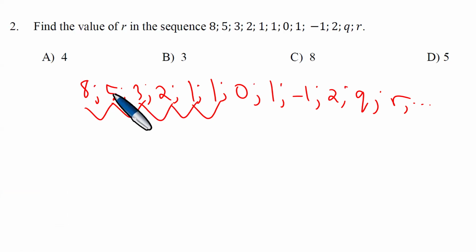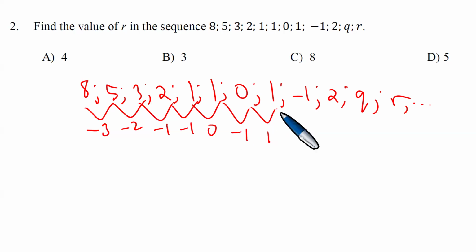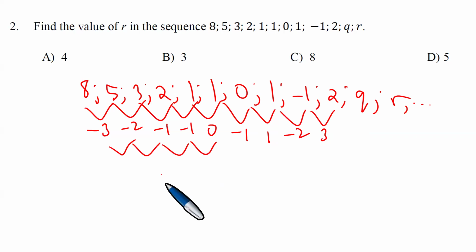Like if you say 5 minus 8, you get a minus 3. 3 minus 5, what do you get? You get a minus 2. And 2 minus 3, a minus 1. 2 minus 1 is a minus 1, and this gives us a 0, and this gives us a minus 1, and this gives us a 1, and this gives us a minus 2, and this gives us a 3, and so on. Okay, let's just check if there is anything common here.